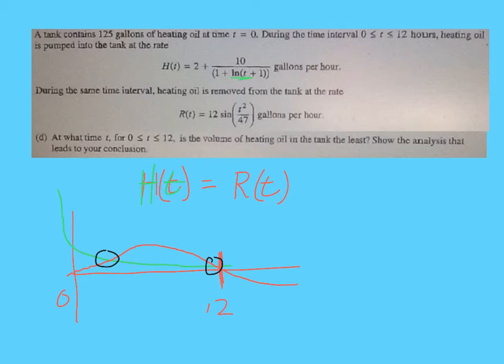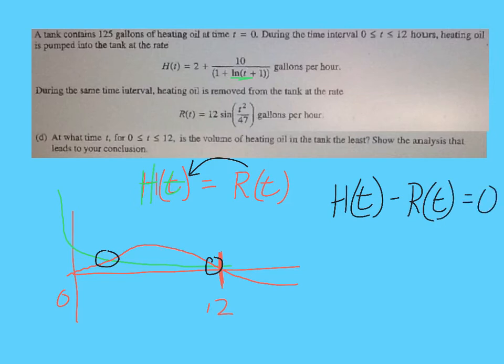Now another way to think of this would be if we move this over, I'm going to get H of t minus R of t is equal to 0. So we're not adding or subtracting any of our heating oil. So that's what we're actually going to be looking for here.